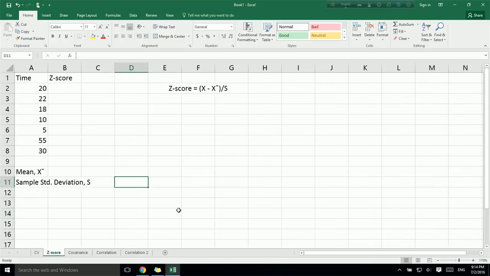Now let's move on to z-score. Z-score of a value is the difference between the value and the mean divided by the standard deviation. Z-score helps us to identify outliers.